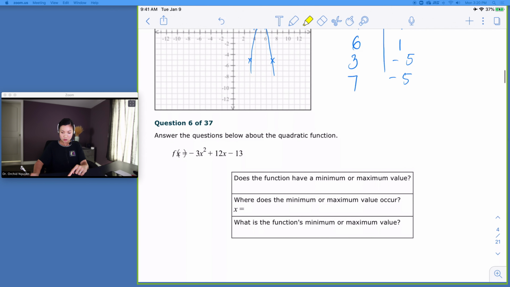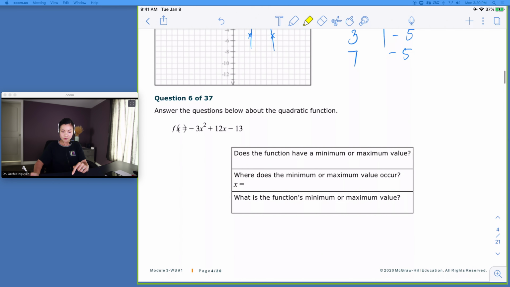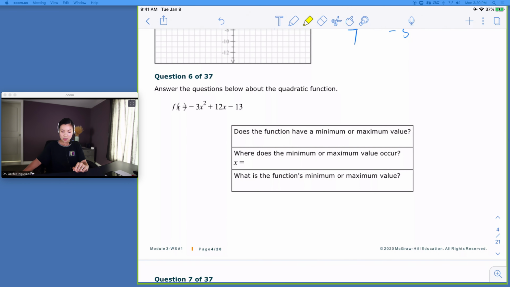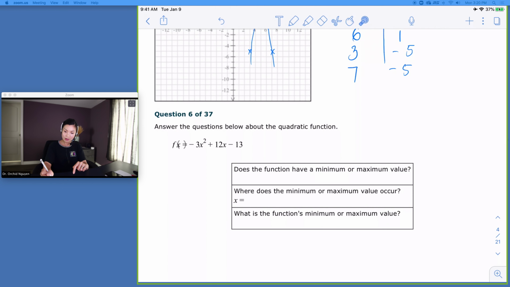So what do I have for number 6? For number 6, they're asking you, does the function have a minimum or a maximum value? First of all, you see that we have a negative number. So if it's a negative number, that means the parabola opens downward. So we have a maximum value. Okay, so the vertex goes like this. So that point is going to be the max. So it's the maximum here.